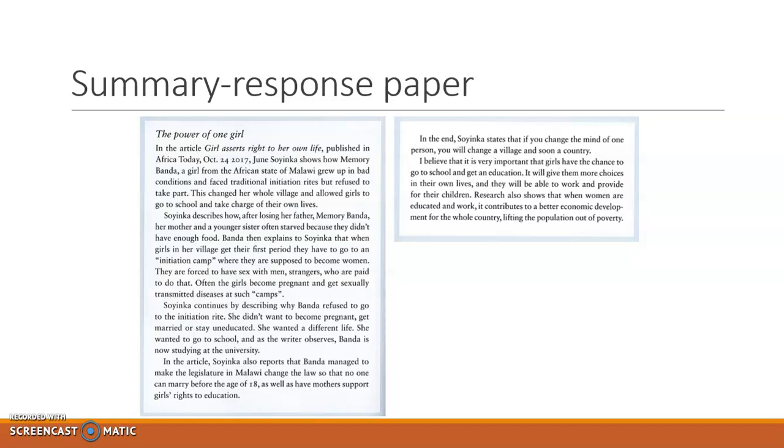The writer continues by describing why Banda refused to go to the initiation rite. She didn't want to become pregnant, get married, or stay uneducated. She wanted a different life. She wanted to go to school, and as the writer observes, Banda is now studying at the university. In the article, the writer also reports that Banda managed to make the legislature in Malawi change the law so that no one can marry before the age of 18, as well as have mothers support girls' rights to education.